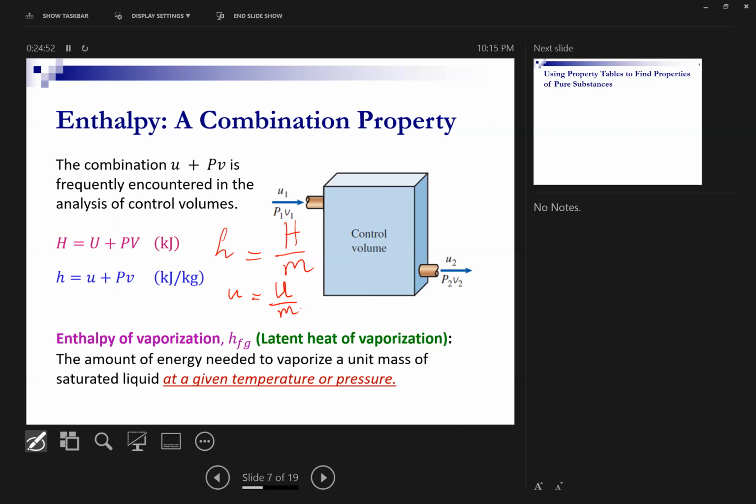HFG. This is what you will find in the tables, and this is what you will use later for evaluating the energy, right? The heat used to vaporize a substance. We will go over it later, but just keep in mind that this H is actually the summation of U plus PV, and it is a thermodynamic property.